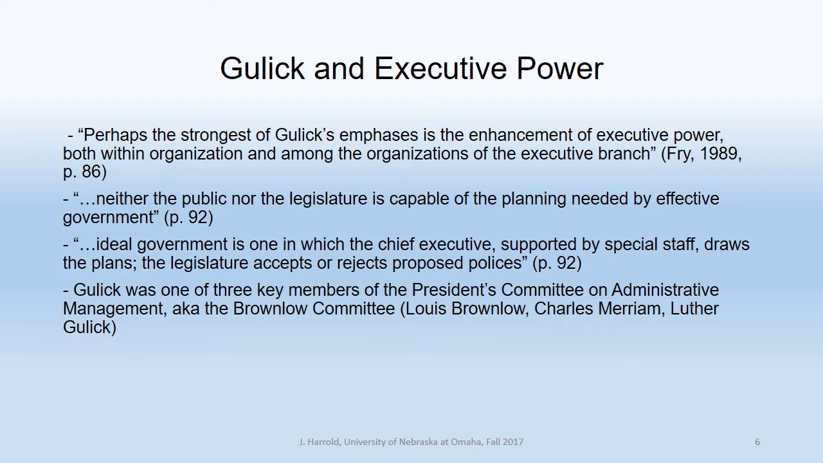Gulick said, neither the public nor the legislature is capable of the planning needed by effective government. So if the goal is effective government, Gulick's idea is that the executive, that is the president, plans for what should logically happen in government. In other words, the executive is in charge of strategic planning. So where does that leave the legislature? Where that leaves the legislature is actually as a veto point.